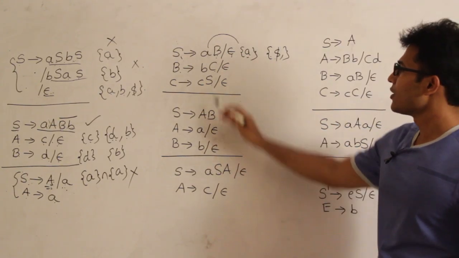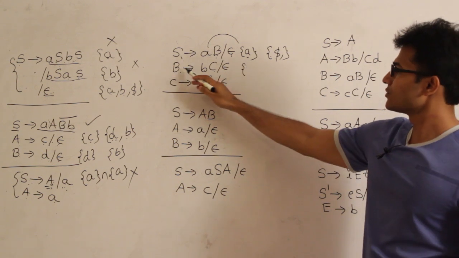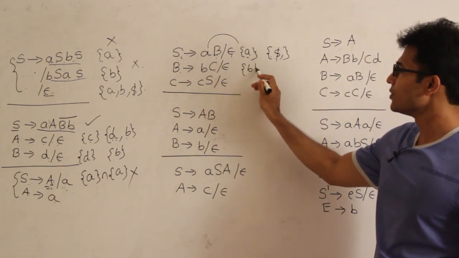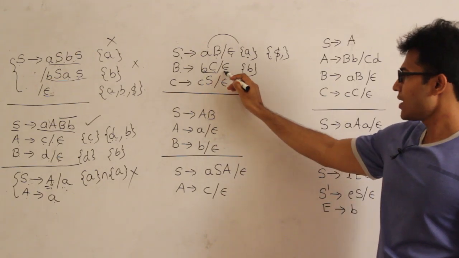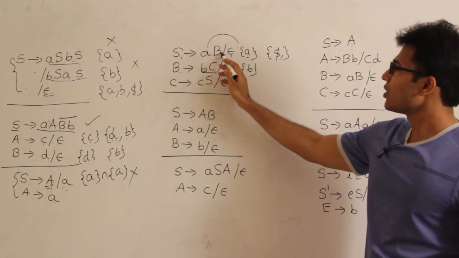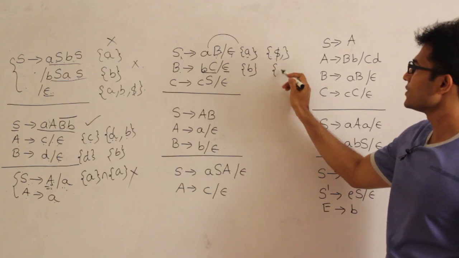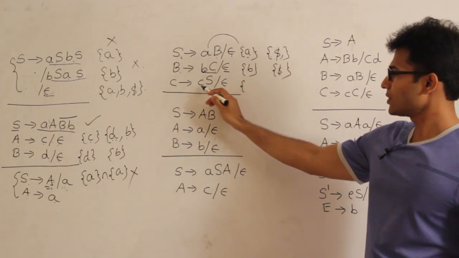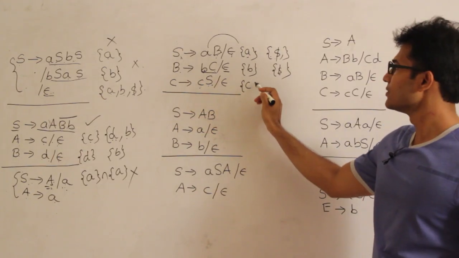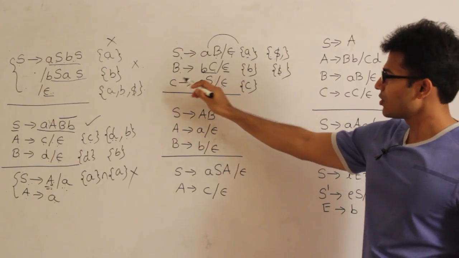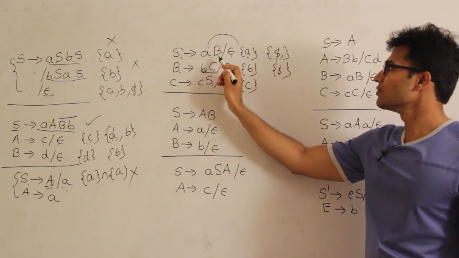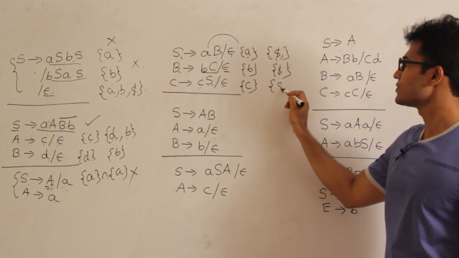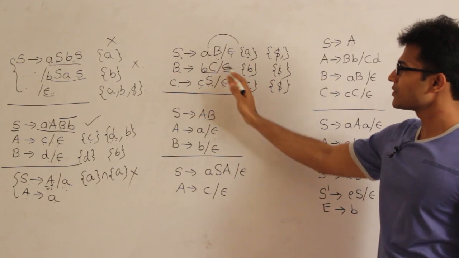So there is no problem with these two productions, because one is going into a and the other is going into dollar. What about the next one? This is going to be under B, because first of this one is B, and this one is follow of B. Follow of B is follow of S. Follow of S is dollar. And what about the third one? This one has to be placed under C, and this one has to be placed under follow of C. Follow of C is follow of B. Follow of B is follow of S. Follow of S is dollar. So there are no intersections at all.